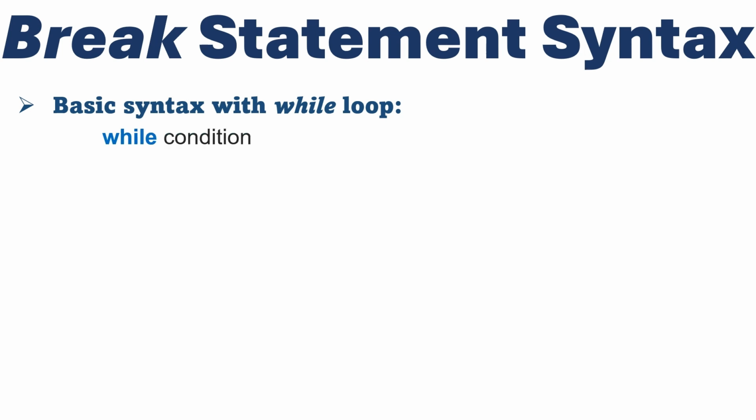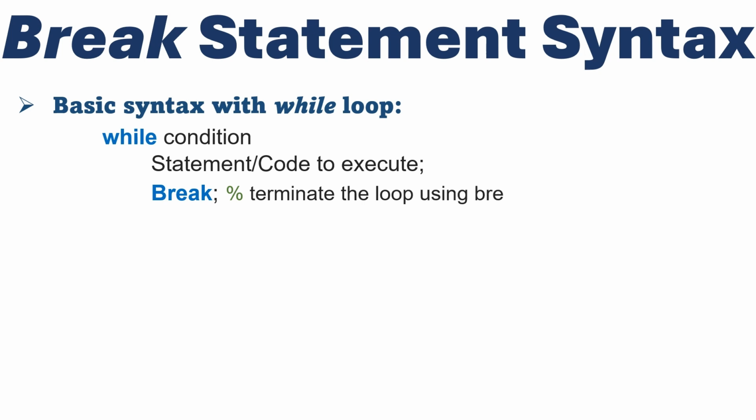Now the break statement in the while loop. Again, the syntax is the same: we start with the while keyword and put in the condition. Then we write the statements to execute after this while condition is met. Then you write the break statement here, because if you want to terminate after reaching certain conditions, break is the simple keyword used with a semicolon. It terminates the loop. And at the end, we have to end the while loop as well, otherwise it will show a syntax error.